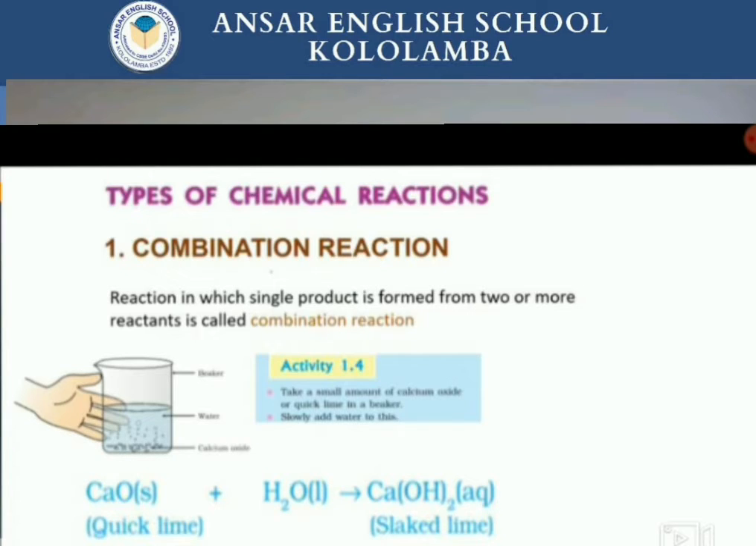How does this reaction become a combination reaction? Here CaO, that is quicklime, combines with water and forms slaked lime. So, 2 reactants combine together and form a single product. This is a combination reaction. Let's look at more examples.